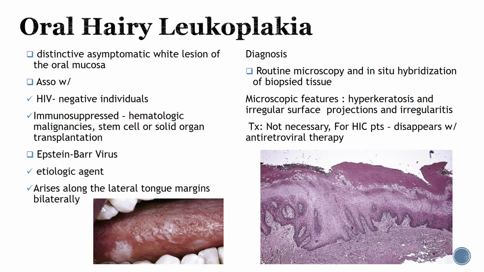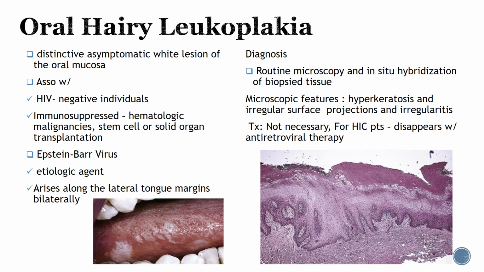Oral hairy leukoplakia is a distinctive asymptomatic white lesion of the oral mucosa. It is defined both clinically and microscopically, with a distinct relationship in the vast majority of cases with systemic immunosuppression. These are also observed in HIV-negative individuals, including those immunosuppressed for a variety of reasons that include hematologic malignancies and stem cell or solid organ transplantation.